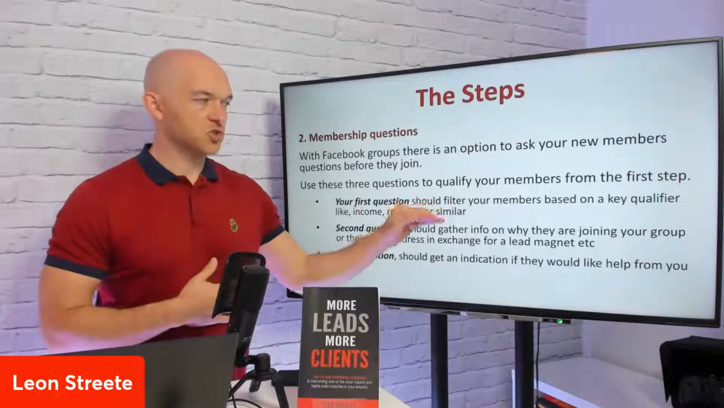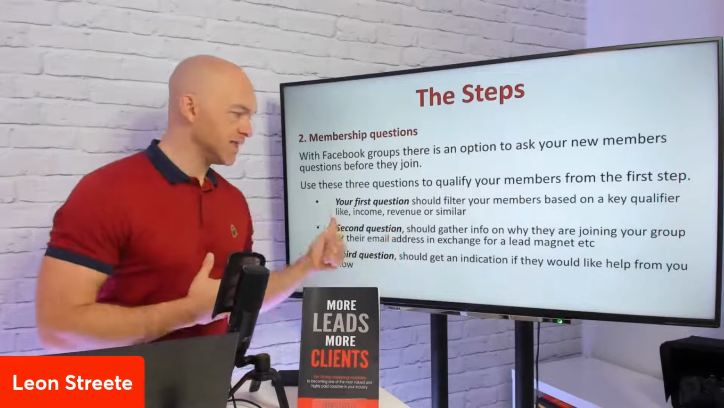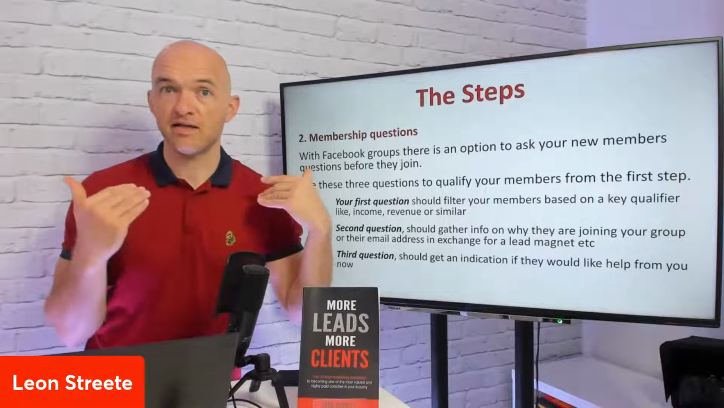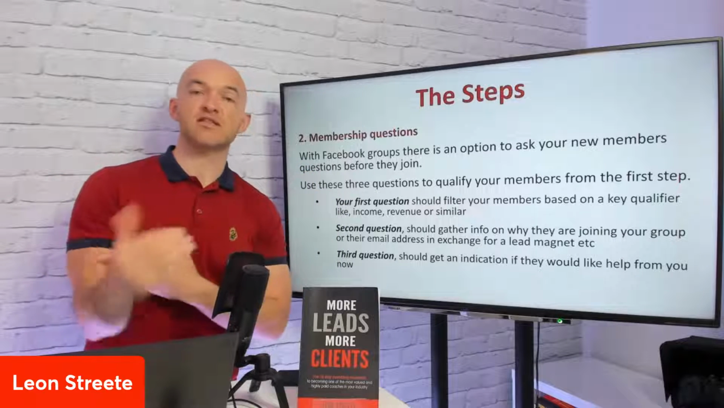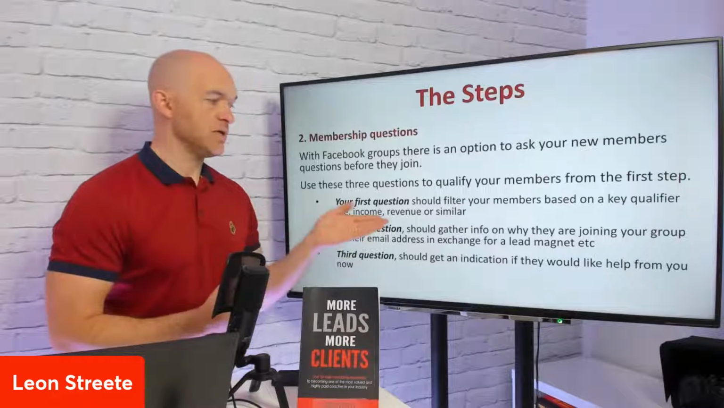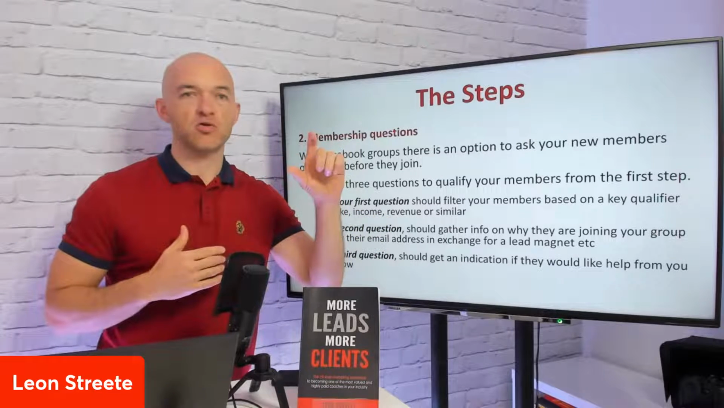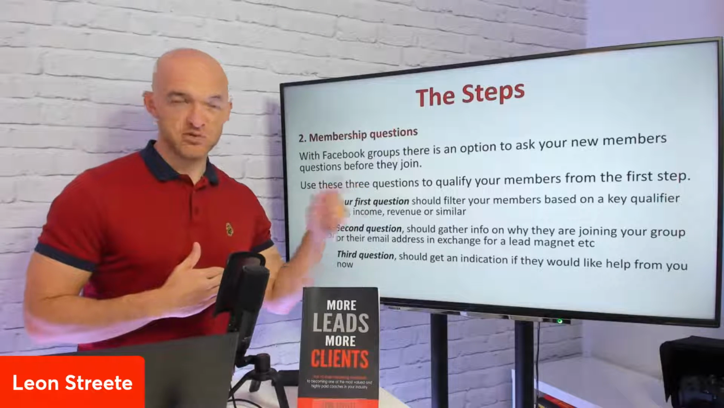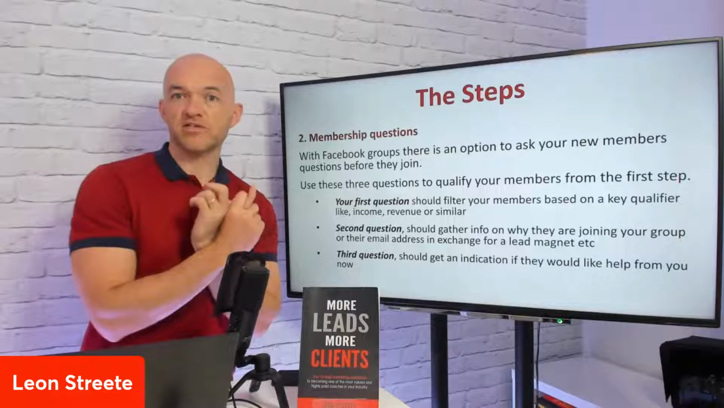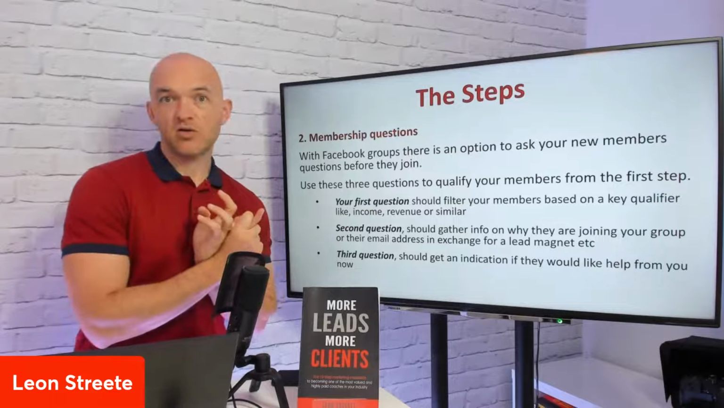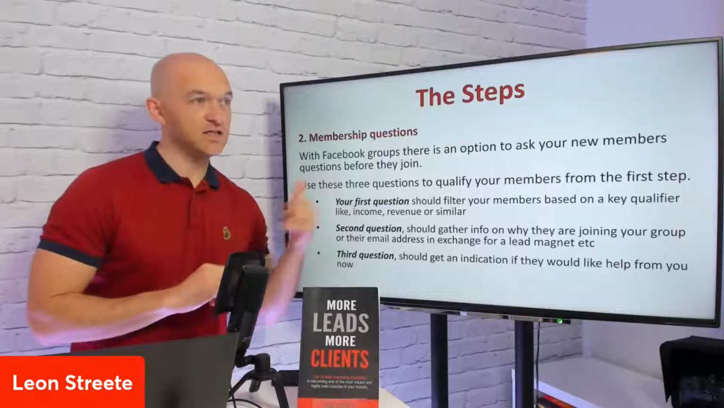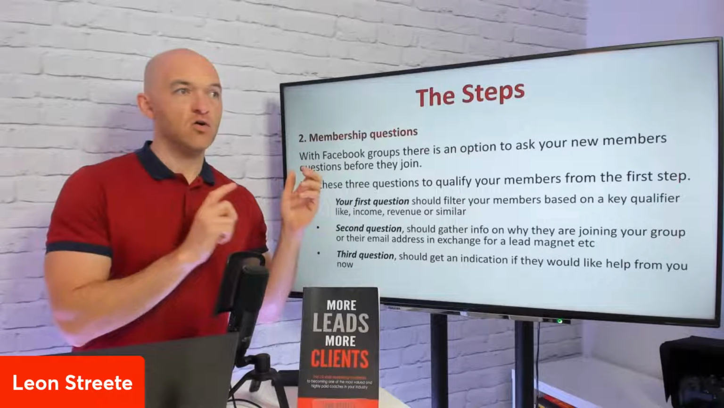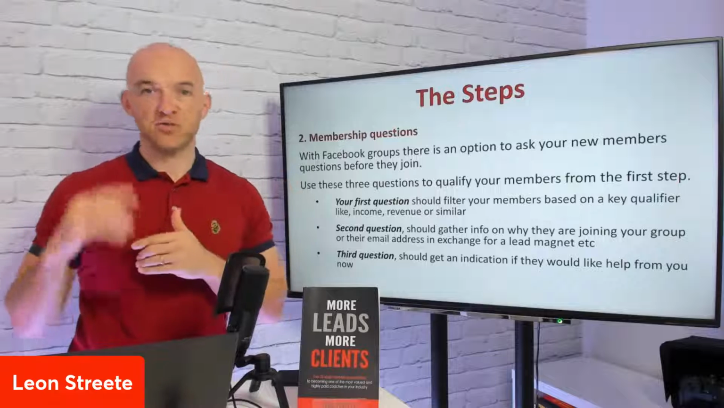Your first question should filter members based on a key qualifier like income, revenue, or something that is important for you and your business on how you qualify prospects. So for me, when you join our Facebook group, I have 3 options as a multi-choice, but you can only choose one: you're either a startup coach, an established coach, or a scaling coach, meaning you're either under 15K, between 15 to 50,000 a month, or over 50,000 a month looking to grow.